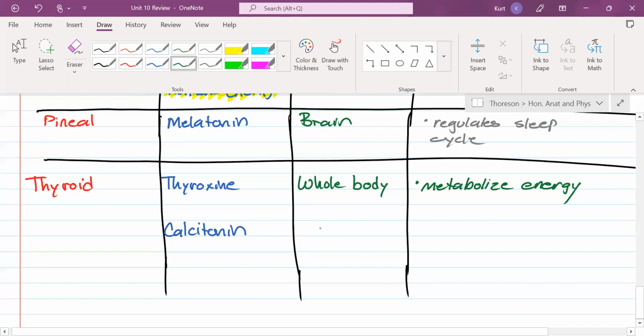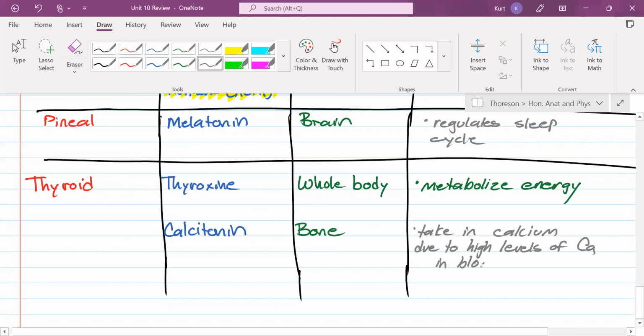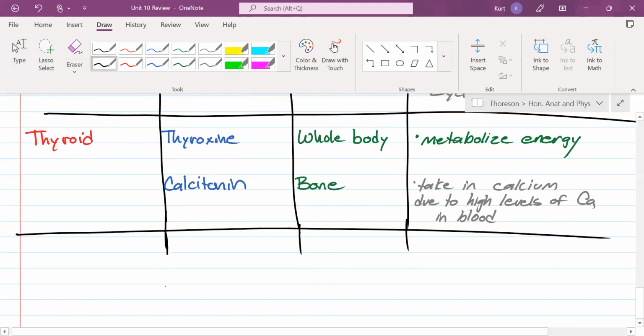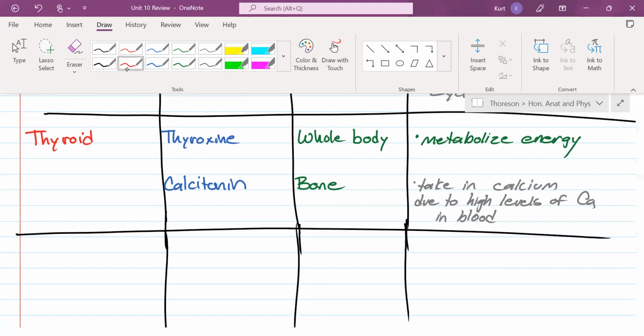The other one is calcitonin. Its target is mostly bone. What does it cause your bones to do? Take in calcium. So if your bones are taking in calcium, are your blood levels high or low? If it's going in your bones and you need to lower, the reason that's happening is because your blood levels are too high. Okay, we're hustling.